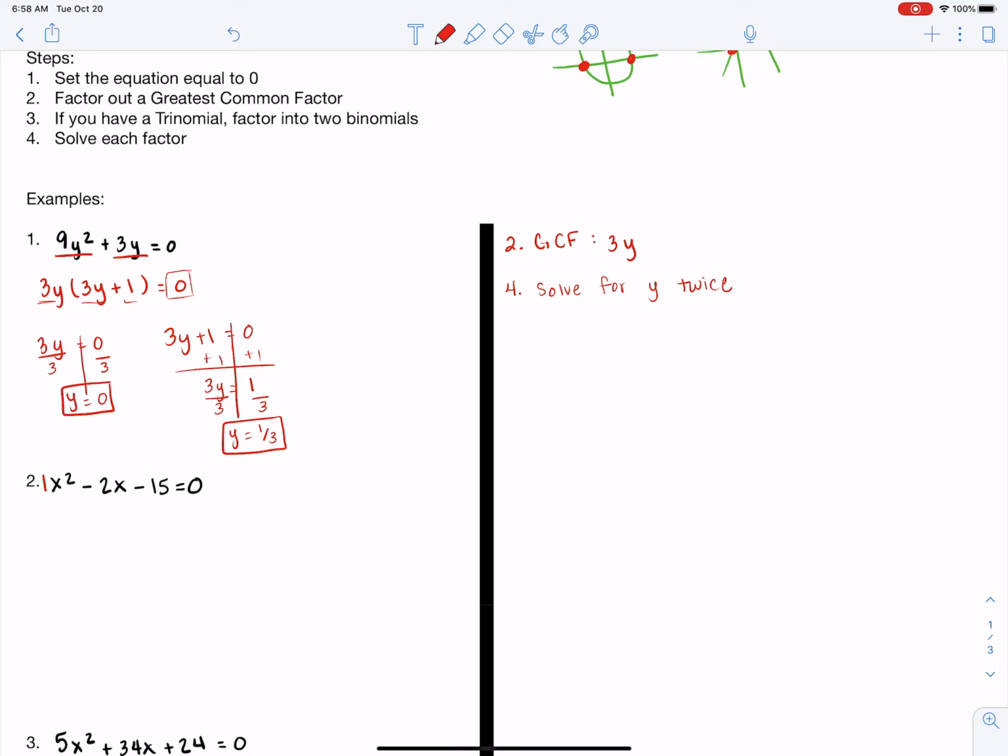The only thing that all 3 of those terms share is 1. And if your greatest common factor is 1, you don't need to do anything with it, because if you divide them all by 1, nothing will change. So we get to skip step 2 also. All right, step 3, if you have a trinomial. Yes, I have a trinomial because I have 3 terms. 1, 2, 3. If you have a trinomial, factor it into 2 binomials. So we are going to start with step 3, and we're going to factor this trinomial. I like to factor using the multiply add chart, okay?